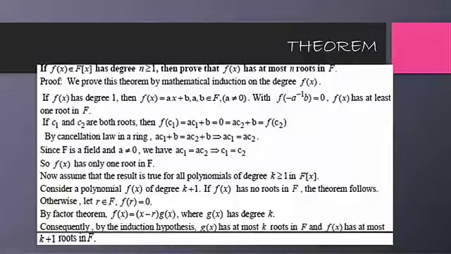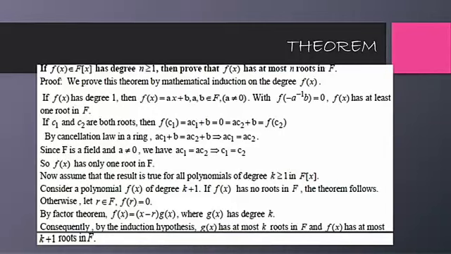Now we'll have a theorem for it. The theorem says that if f(x) belongs to F[x], with degree n greater than or equal to 1, then prove that f(x) has at most n roots in F. What is F? Capital F is a field. At most means maximum. So whenever you consider a polynomial with degree greater than or equal to 1, at most n roots will be available.